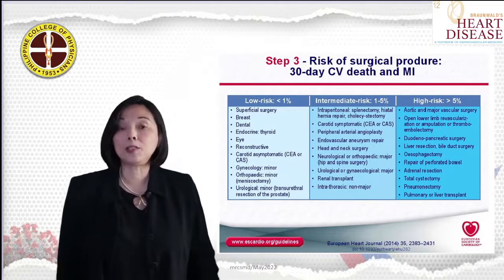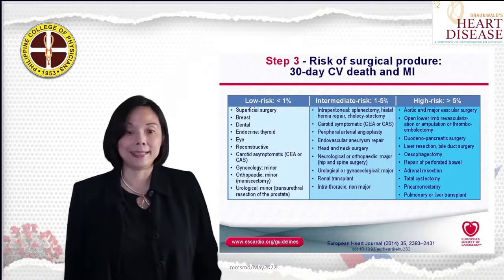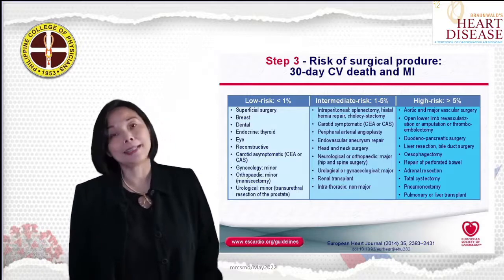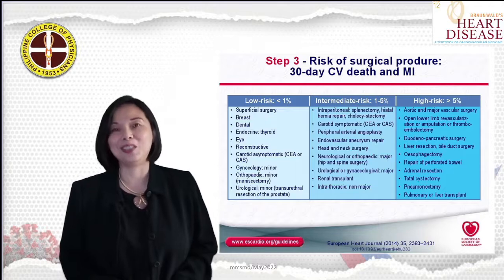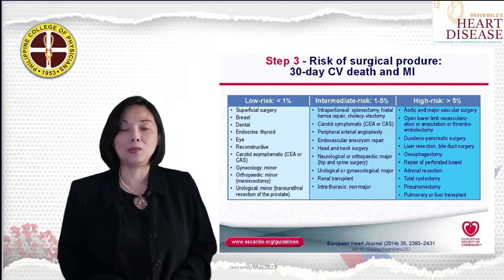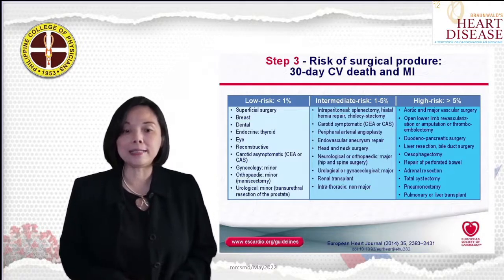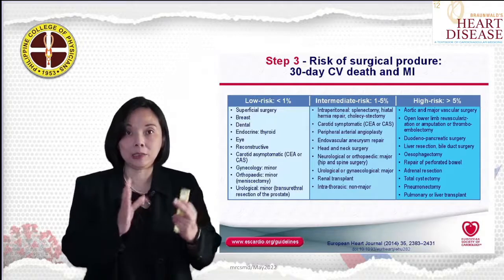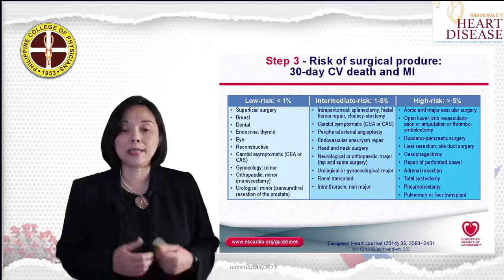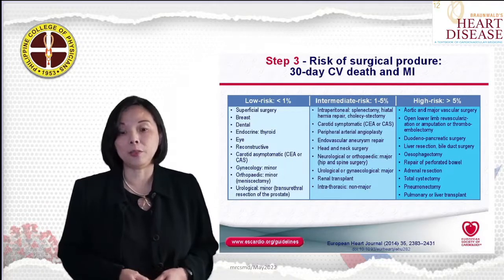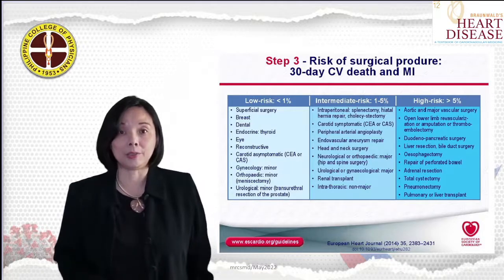Now, this is from the 2014 ESC guidelines. I prefer to use this as a guide because it provides more examples of procedures in each category. I just want to point out, though, that based on the newer guidelines, the differentiation between intermediate and high risk is artificial because they will be treated in a similar fashion when we talk about the algorithms later.